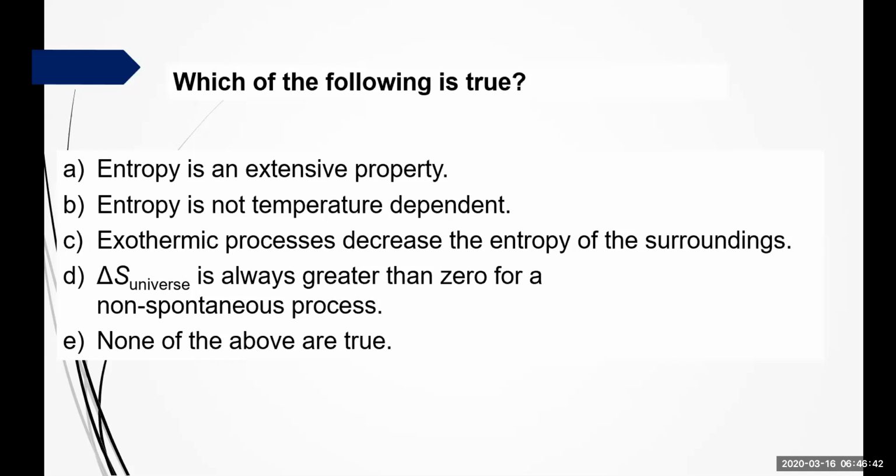Exothermic processes decrease the entropy of the surroundings, while exothermic processes release heat. Heat increases the entropy. So that's not true as well. Entropy is definitely temperature dependent, right? The different temperatures that you have, whether you're colder where you have less energy and less movement versus when you're hotter and you have more movement, does change our entropy. So the last one, that entropy is an extensive property, is our answer. Entropy is an extensive property because as we change the amount of material going through that process, we gain or release more entropy.